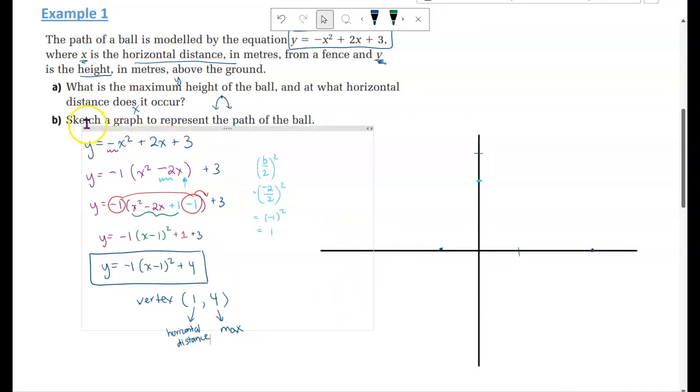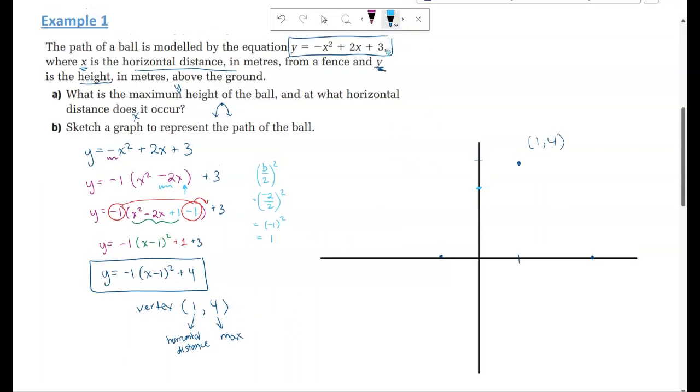The next question asks me to sketch a graph. So I have at least one point, the vertex, which is sitting at 1 and 4, which can be somewhere here. And then I need another point in order to draw. And we actually have one without having to do much algebraic work. The c value in standard form is our y-intercept. So I can include that in my graph, which is right here at 3. So I can now draw my quadratic graph, and I'm going to stop there.